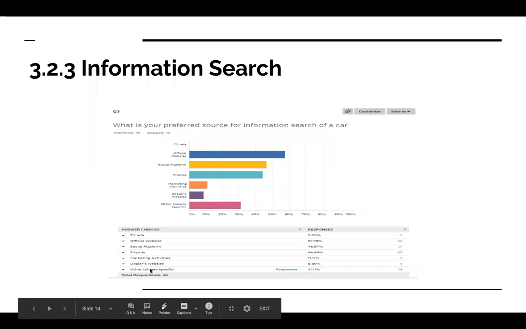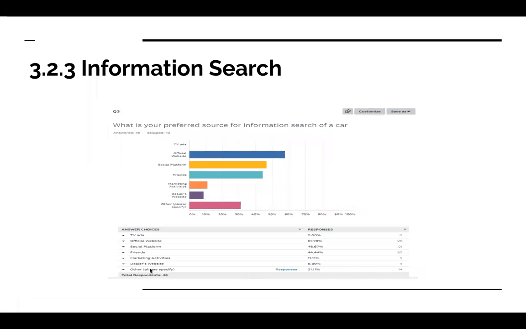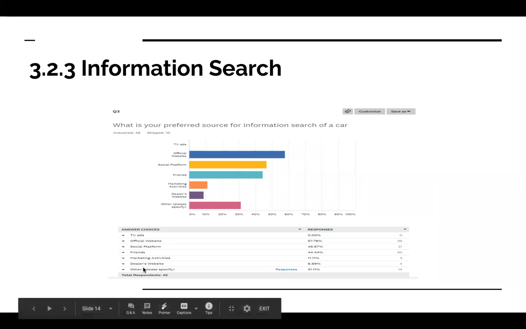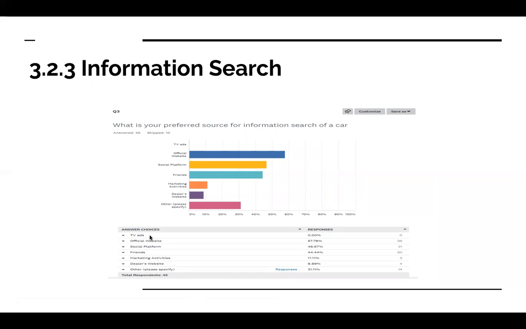Next. Information search. In question 3, we ask, what is your preferred source for information search of a car? None of the respondents choose TV ads as their preferred source for information search. It is not surprising considering most of our respondents are Tesla owners, and Tesla does not run any TV ads. Official website is the most chosen option. Social platform and friends are chosen by a close number of respondents.